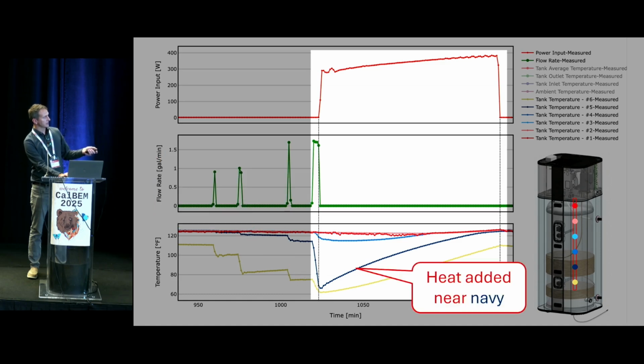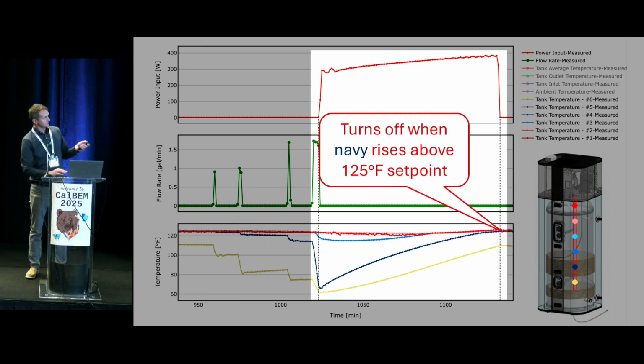And then you can see also that the heat is added near the navy thermocouple because that is where the temperature is increasing the fastest. So that helps us identify it. Now, the thermocouples don't necessarily align with where the thermostats are. In this case, it's maybe more coincidence, and it might actually be somewhere in between. But that's all part of the process that we are going to get into in a bit. And then you can see that the compressor turns off once that navy thermocouple rises back above 125 degrees.